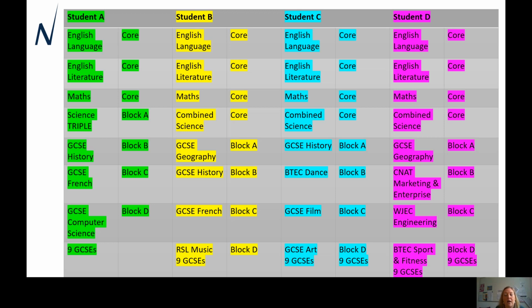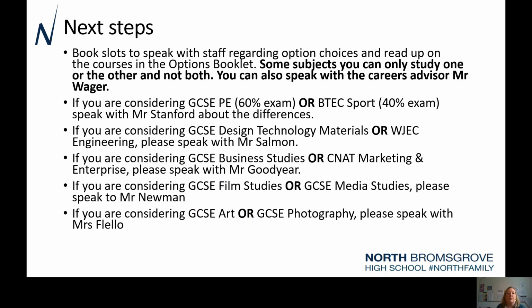So they've chosen three of the vocational subjects there, and that's absolutely fine. So you've got four different examples of four different types of children, different types of interests, different types of ambition and future thoughts, and this is what that might look like. So where are we up to?